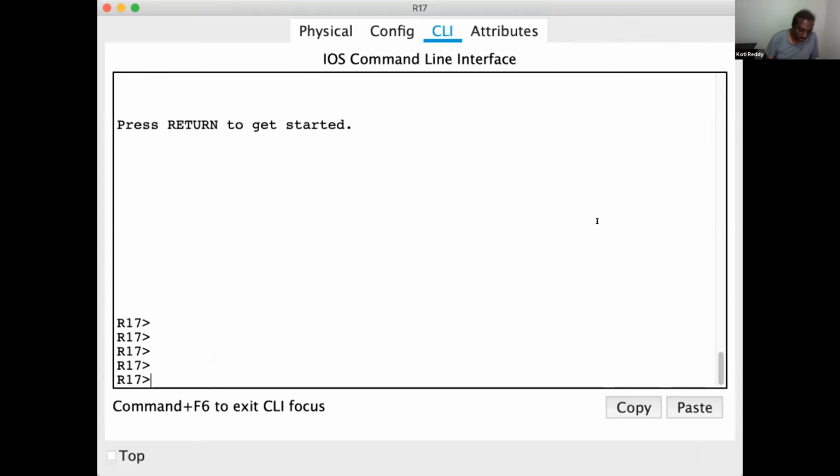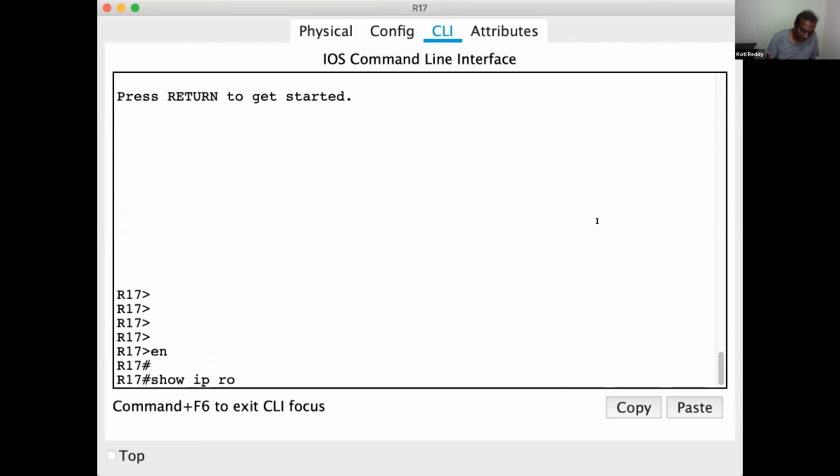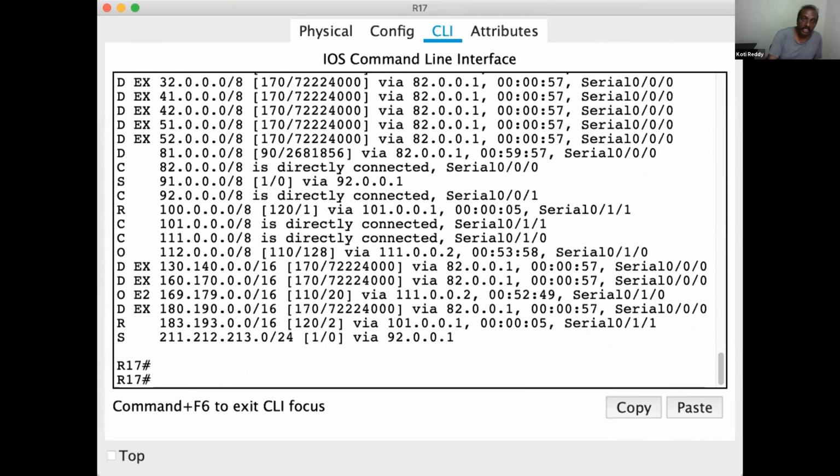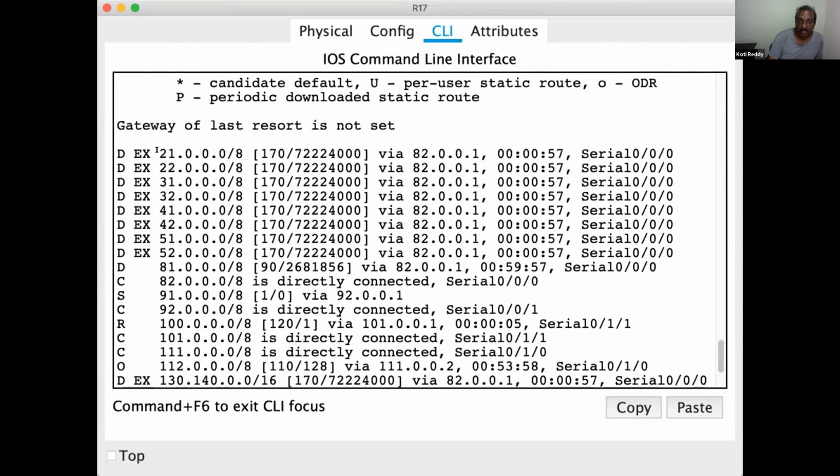I go to R17, I say enable, I say show IP route. What do I see there? I see all these routes, right? Now my question is, these routes are listed as what? EIGRP routes. External routes of EIGRP.